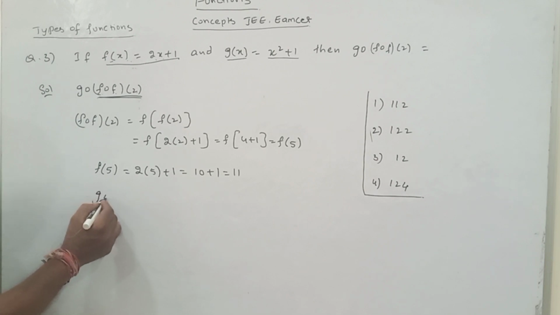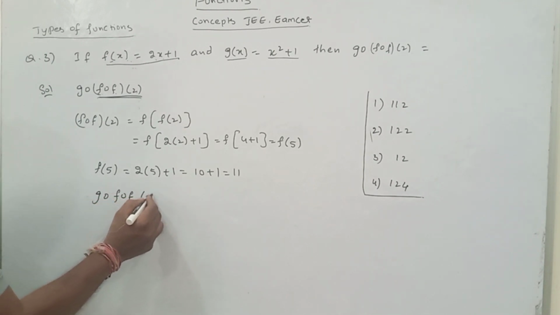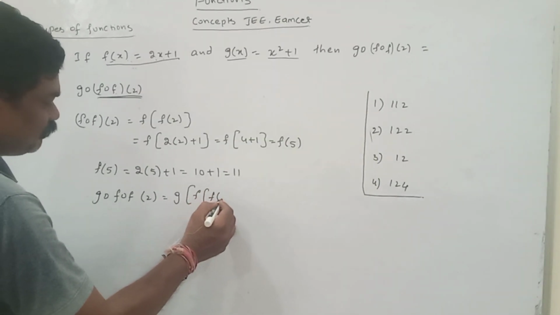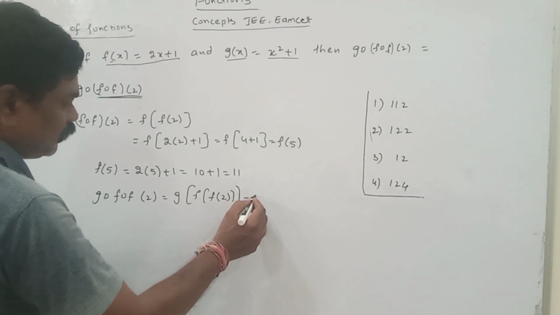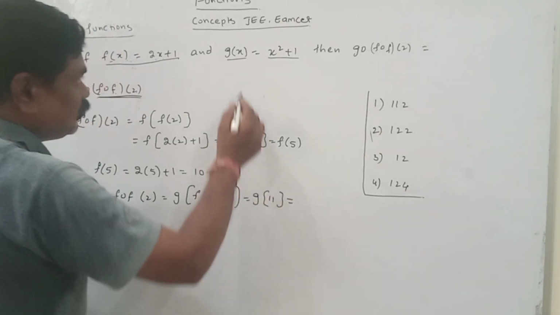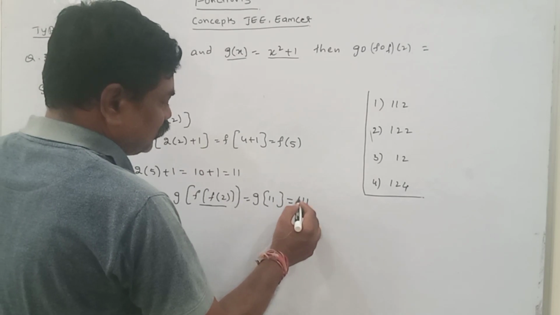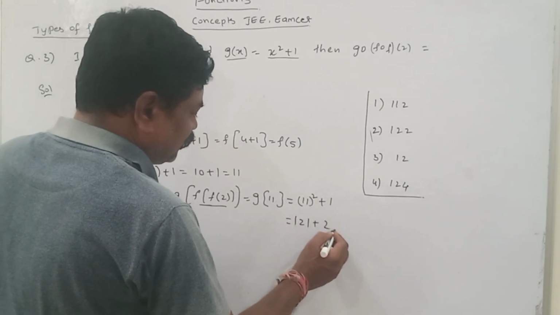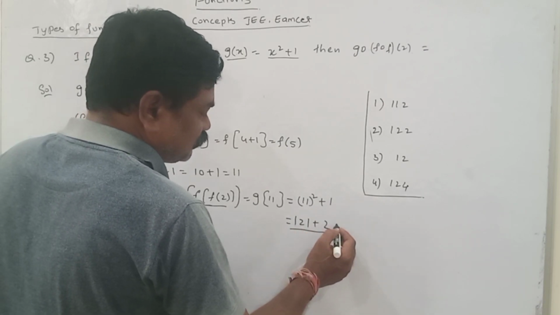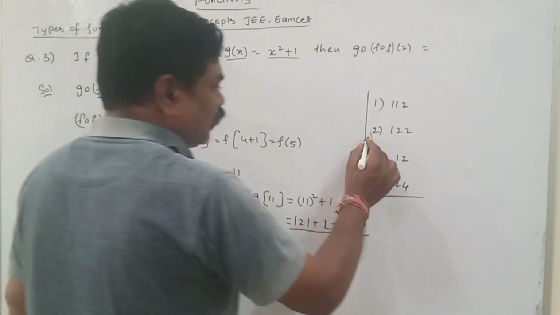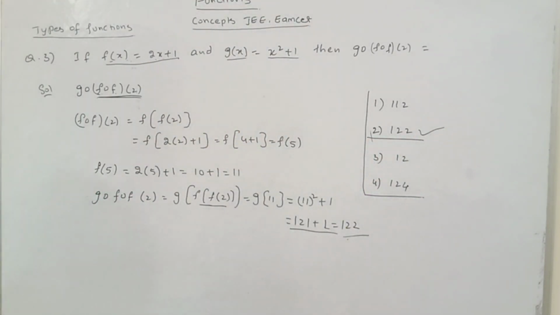Then g circle f circle f of 2 is equal to g of f of f of 2, that is g of 11. So g of 11 is 11 whole square plus 1, that is 121 plus 1, sorry, this is equal to 122. So we have option 2 as the answer. Okay, all of you, that's all.